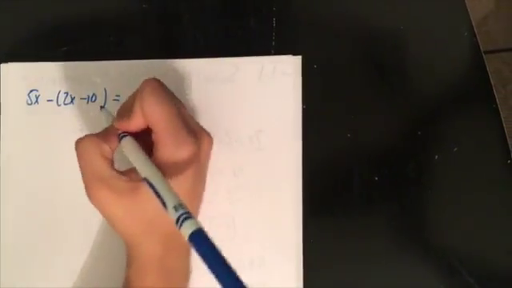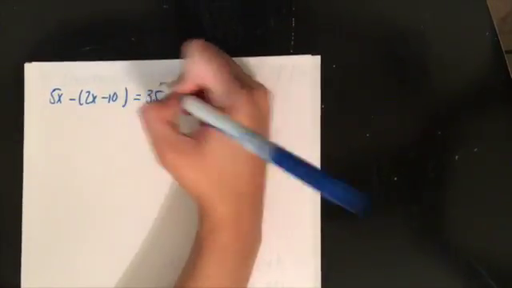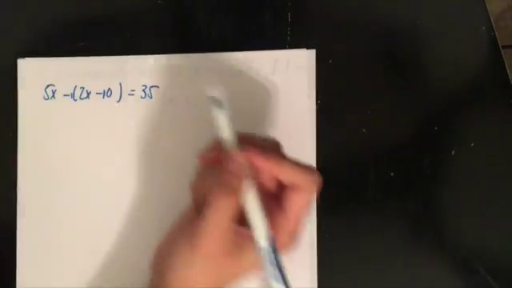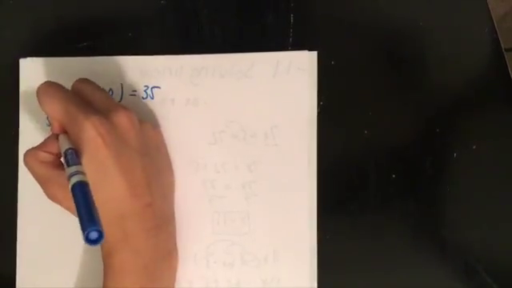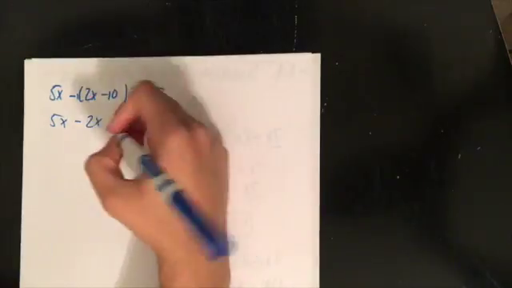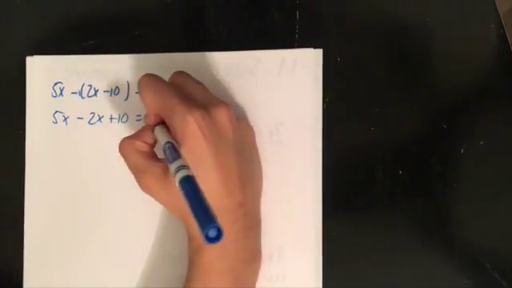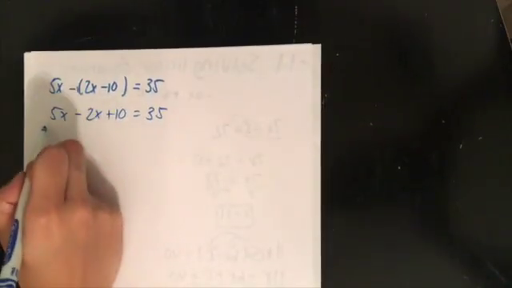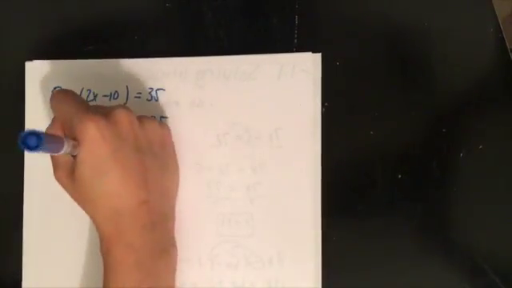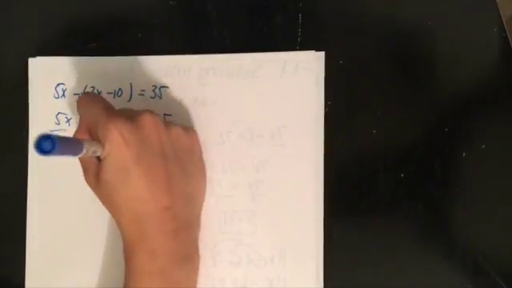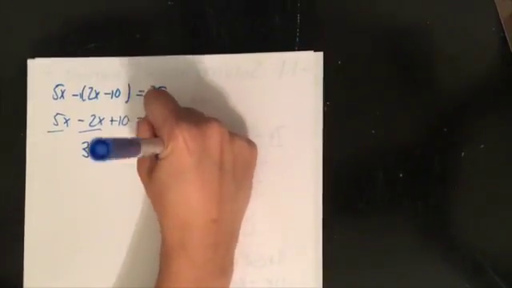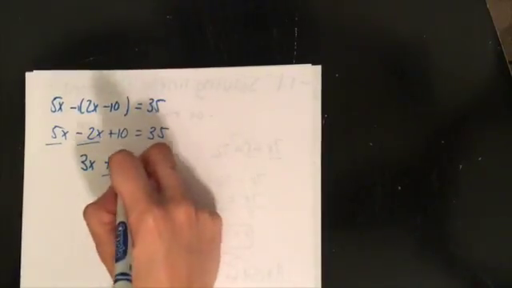The next example is 5x minus parentheses 2x minus 10 close parentheses is equal to 35. So the first thing you want to do is distributive property again. So you're going to have 5x minus 2x plus 10 is equal to 35. So you want to combine the 5x and the negative 2x, which is going to give you 3x plus 10 is equal to 35. So you're going to send the positive 10 to the other side.